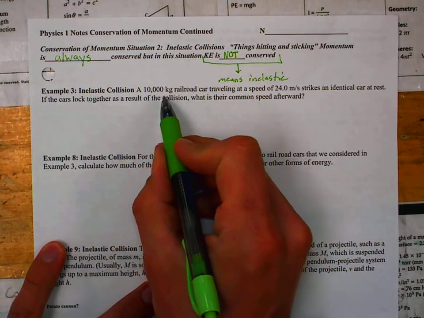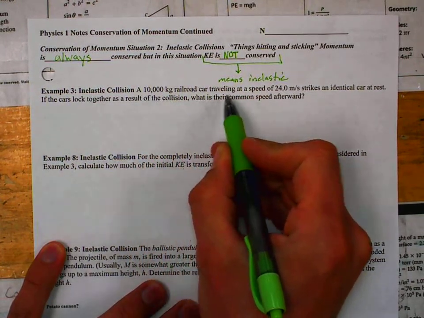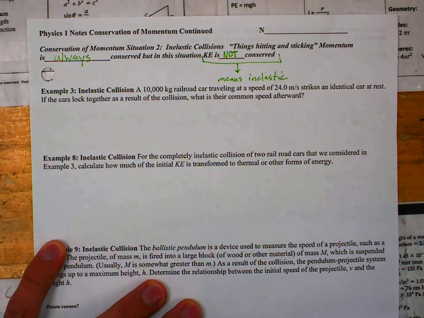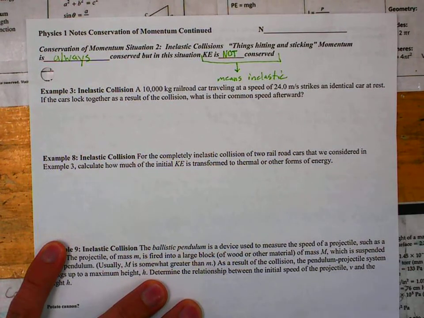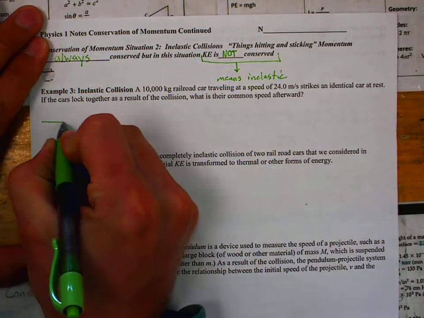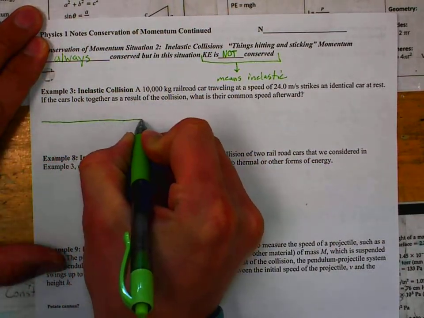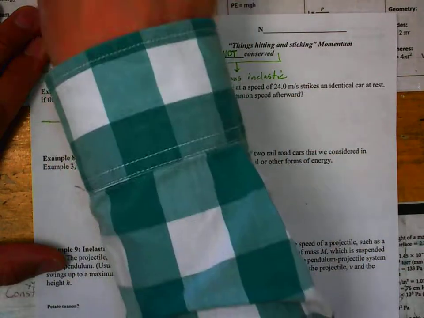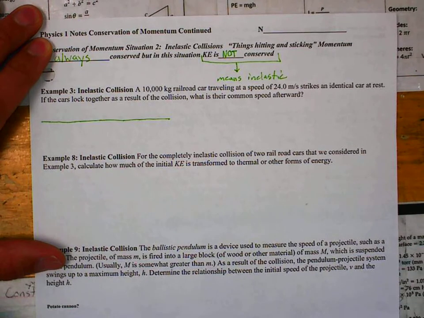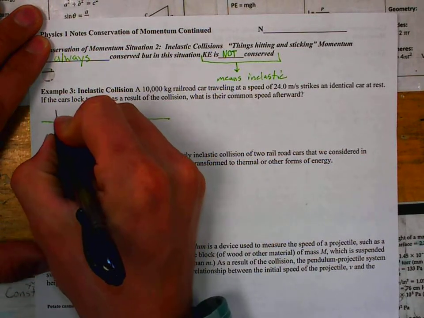A 10,000 kilogram railroad car is traveling 24 meters per second, and it strikes an identical car at rest. If the cars lock together, what is their common speed afterward? Let's draw a little picture. You are going to test this out in lab too, because we have those cars that can run and stick together with Velcro, right? So that's what we're going to do the next couple days.